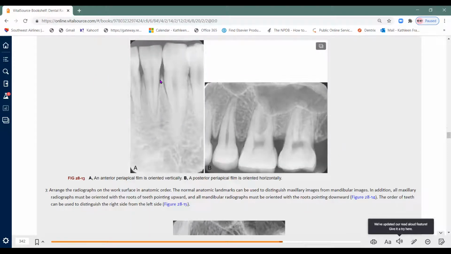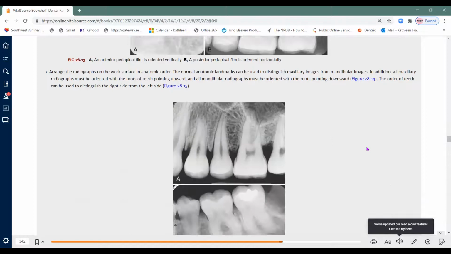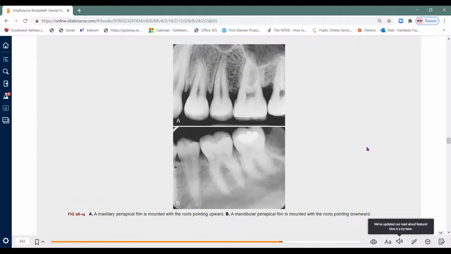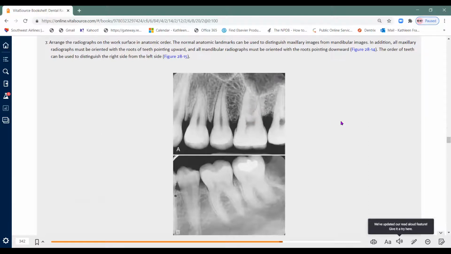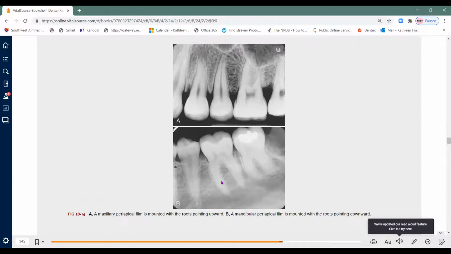So you would take all your anteriors and place them vertically. You would take all your periapicals and place them horizontally. Then you would orient maxillary and mandibular. With maxillary, we should all know that our maxillary molars have 3 roots like this, and our mandibular molars are bifurcated, so they have 2 roots like this. That's how I would tell them apart.